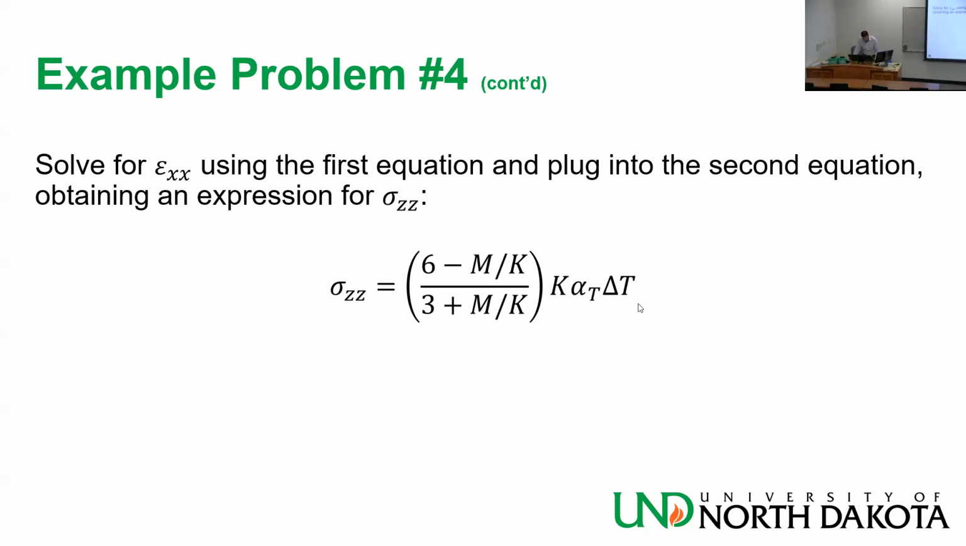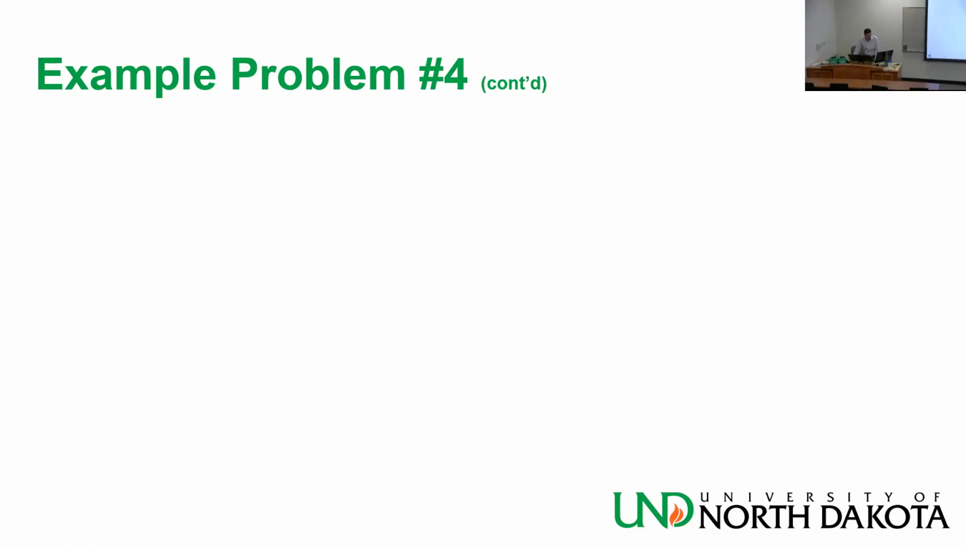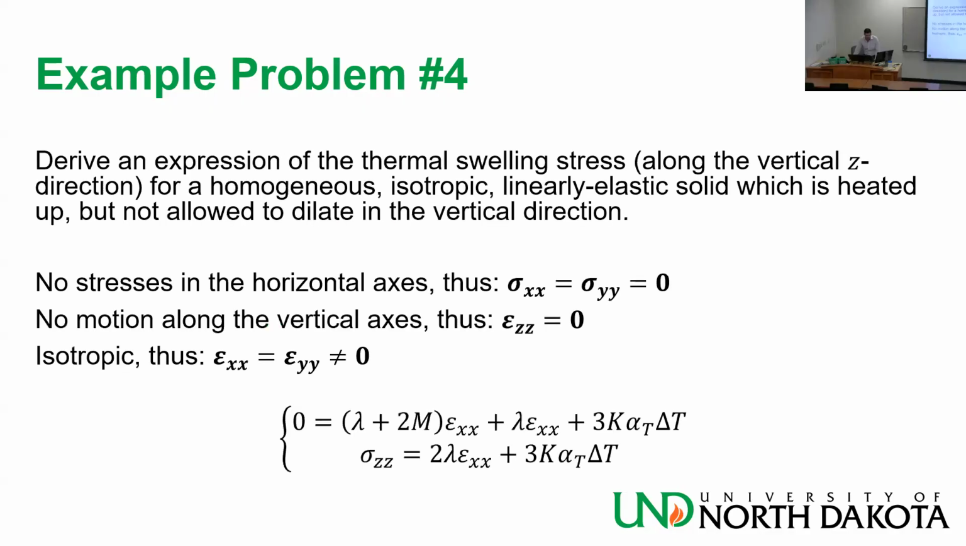And yeah, I think I did it. Let me see if I can. Will it let me? If I can. Yeah, but basically, you solve for epsilon xx and you plug it into the second one, and then you basically rearrange stuff, and you should be able to eliminate lambda, and you're gonna be stuck only with mu and k, and then you can solve this.